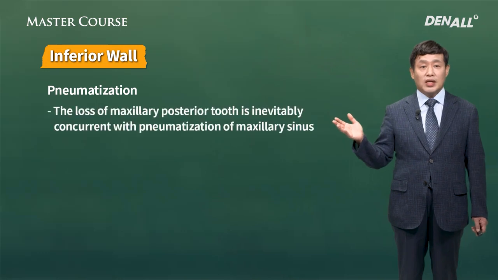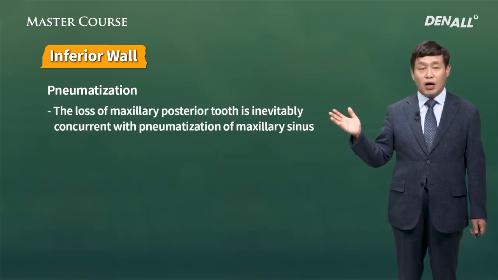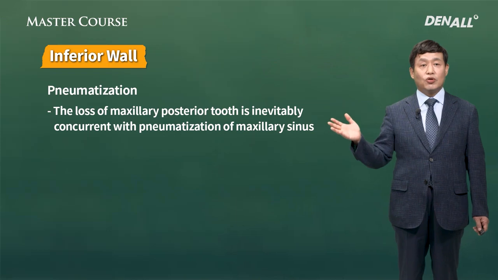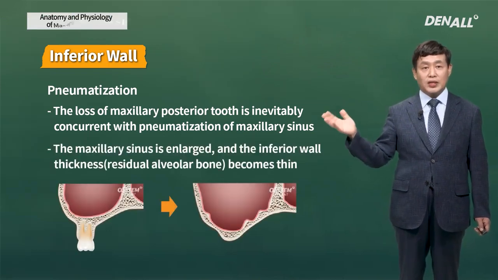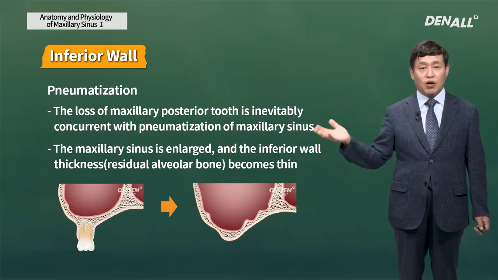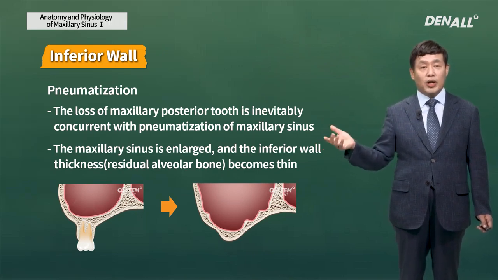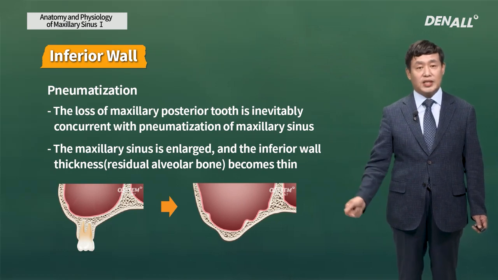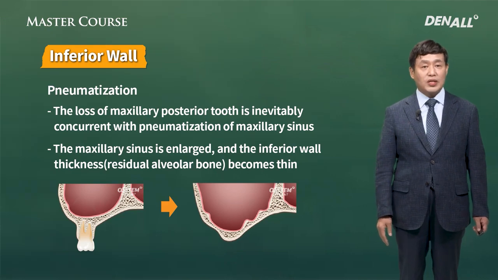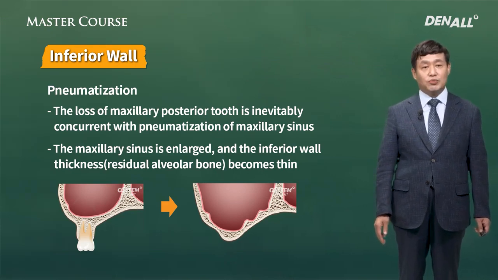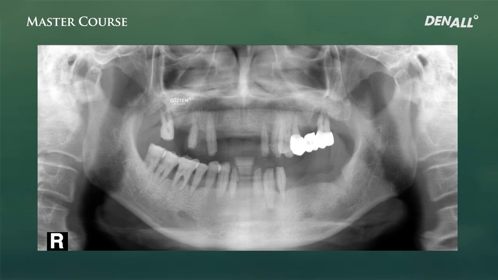Pneumatization can occur. The loss of maxillary posterior teeth is inevitably concurrent with pneumatization, and the maxillary sinus is enlarged, and the inferior wall thickness becomes thin. So with pneumatization, the lateral wall tends to get thinner. Let's look at cases. In this patient, the height of the sinus floor is similar to that of the nasal floor.